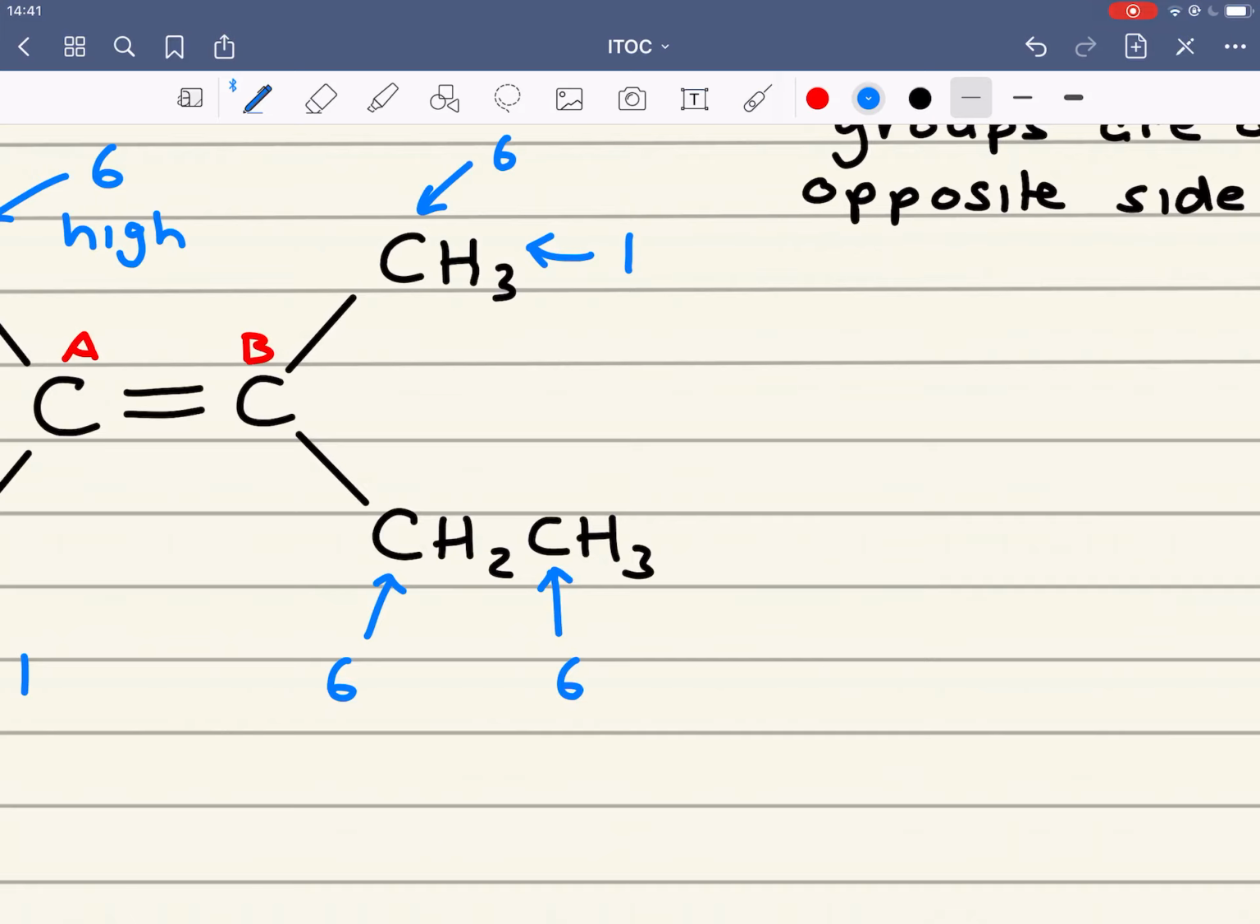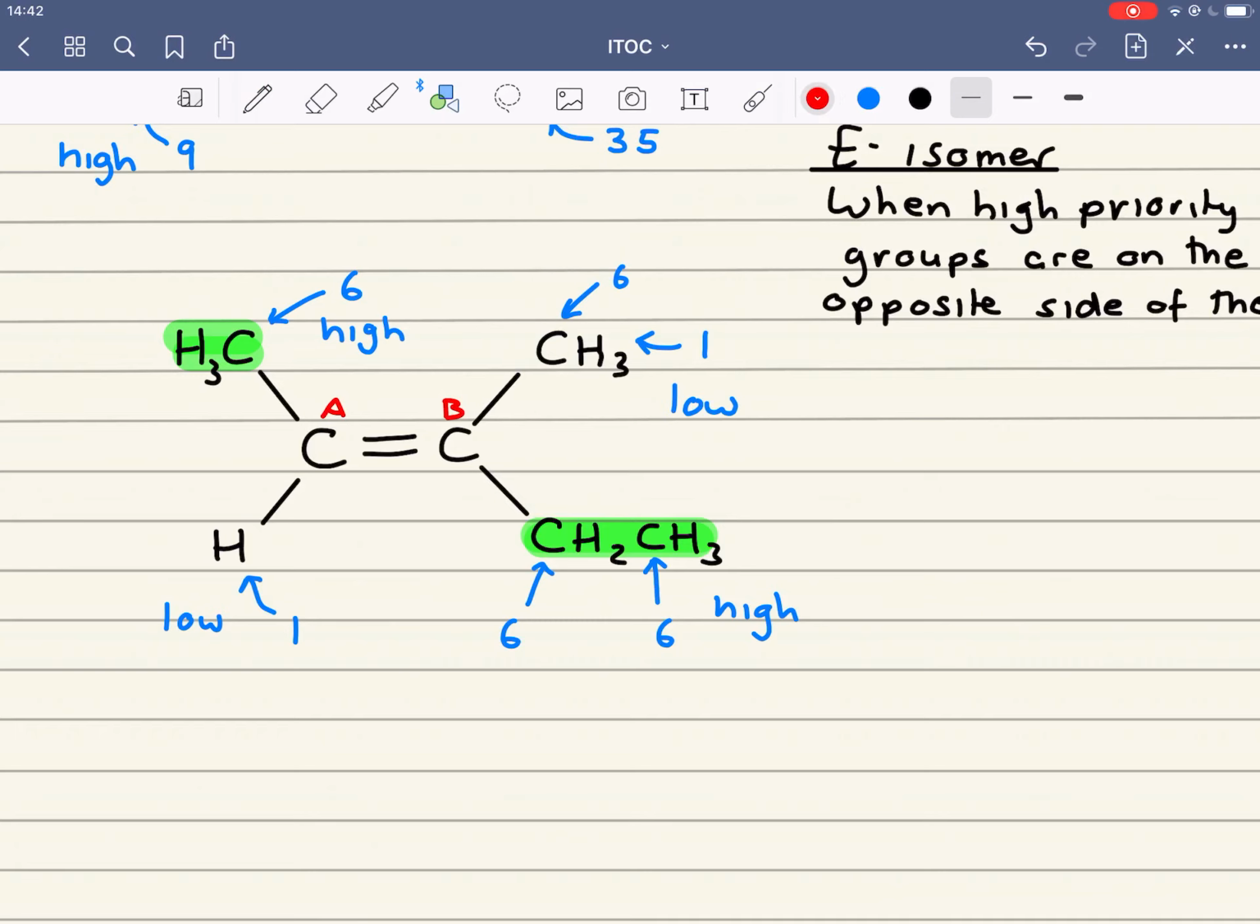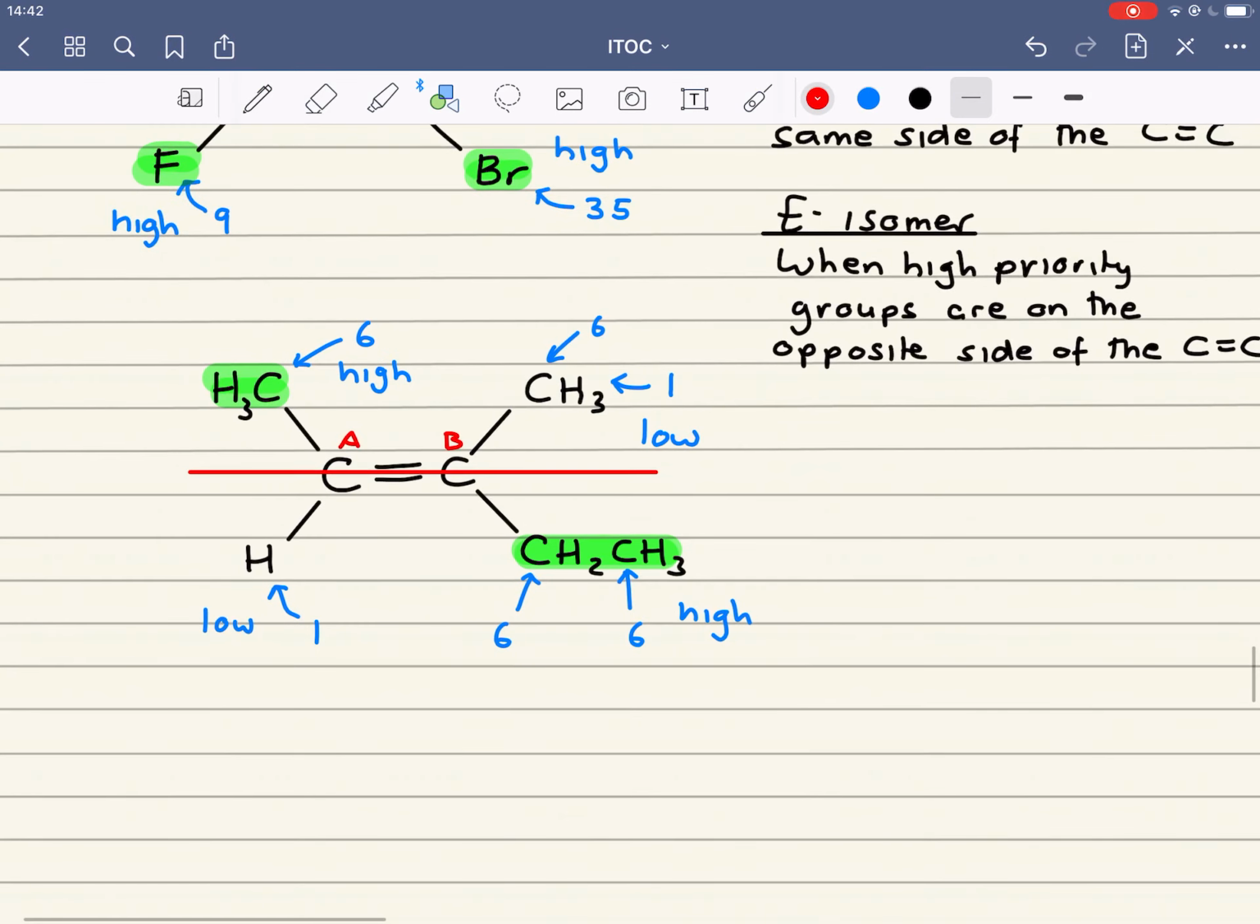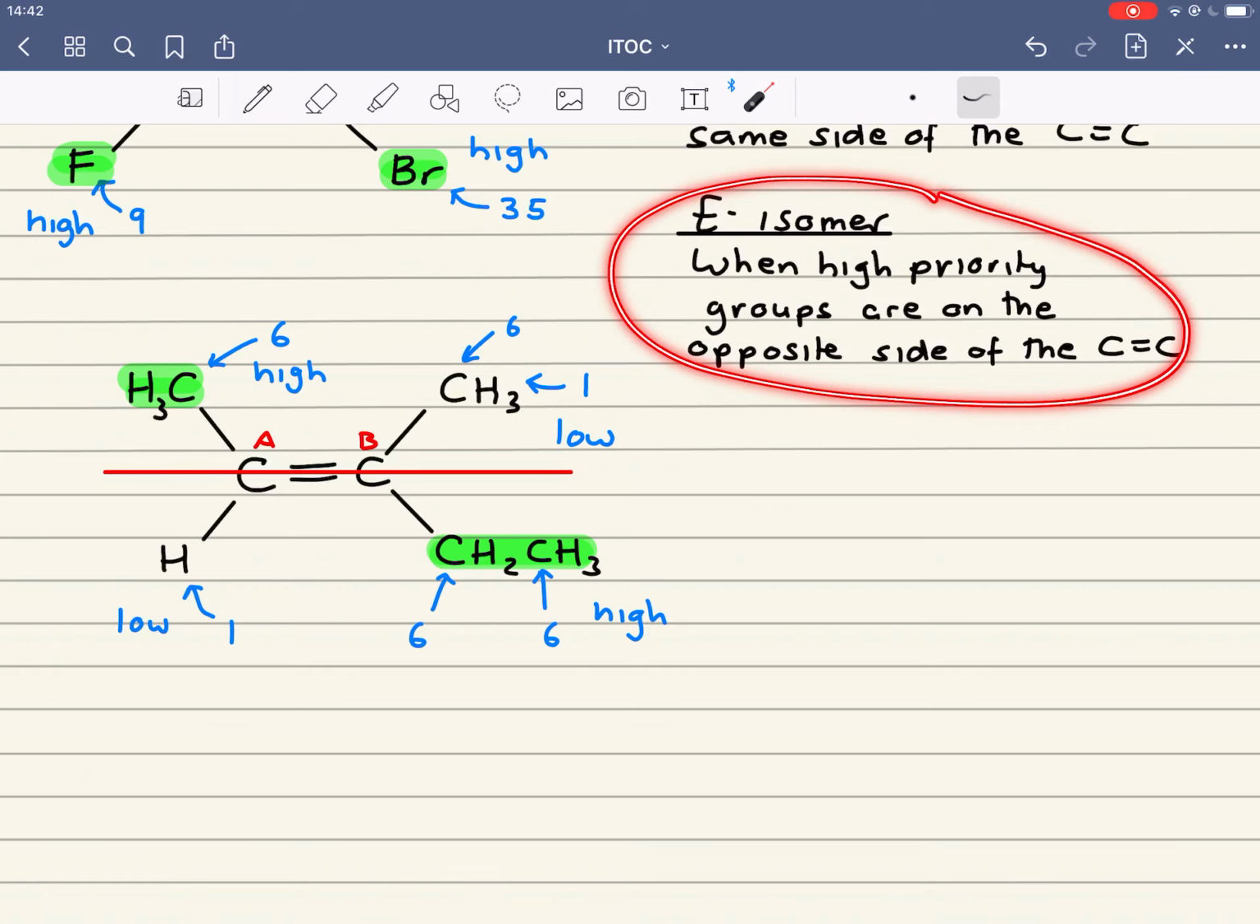So it's a tie at first, and then we move on to the atom bonded to the carbons I've labelled 6. And we can see then that this has a higher priority because 6 here has got a higher atomic number than 1. So let's label this one high and this one low. So again, I draw my imaginary line through the middle, and we can see here now that my high groups are opposite the double bond. So here we've got the E isomer.